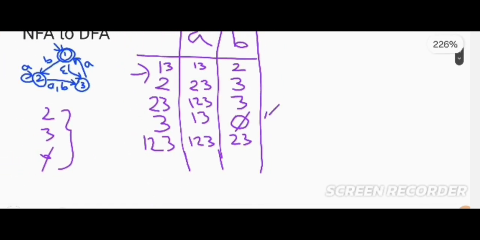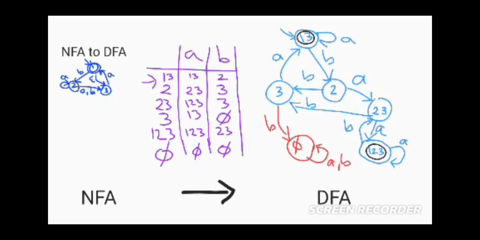Note that this phi means that there is no arc from 3 with B. So we can draw it here, and it will be the dead state. We can say that with A we are going to phi, and with B also we are going to phi. Now once we have finished all the states in the transition table, we just have to draw these states and the transitions between them in the diagram on the right.